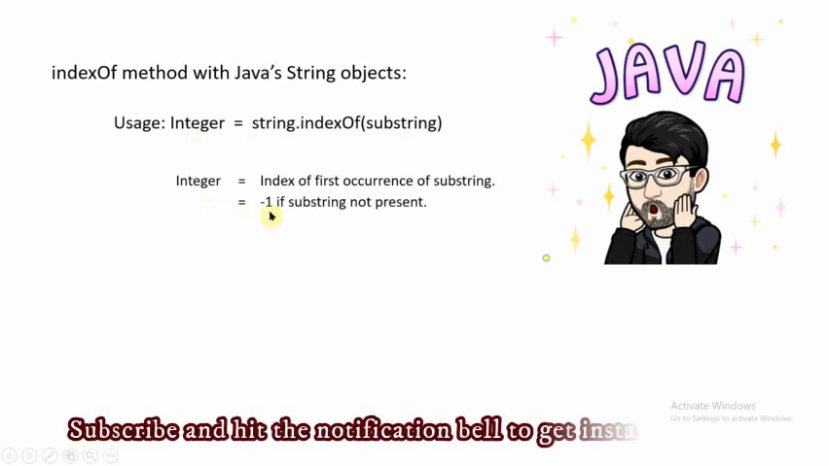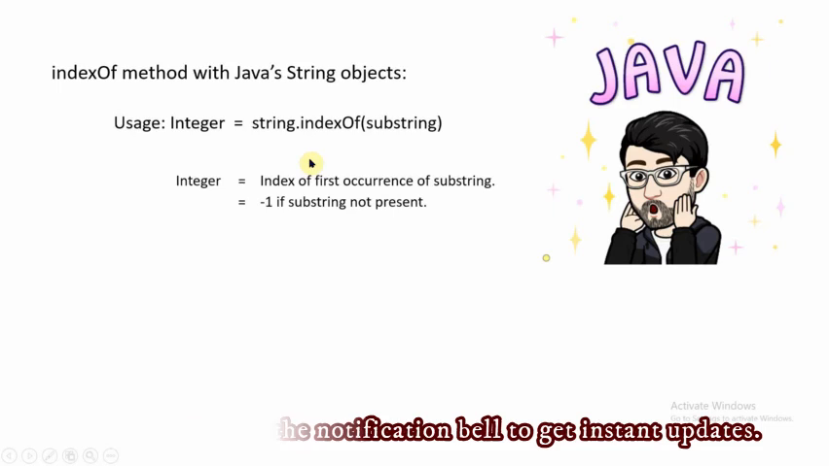That integer is equal to -1 if the substring is not present in that main string. Otherwise, it will return the index of the first occurrence of that substring. That means if you have that substring multiple times in the base string, the index of the first occurrence of that substring will be returned by this indexOf method. Then we will see this implementation practically by using Eclipse.